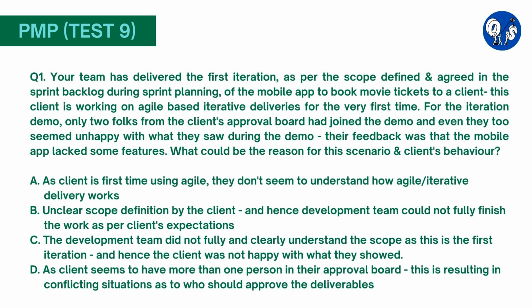However, since it's the first time that the client folks are using Agile, they don't seem to understand how Agile or iterative delivery works. This is because the team in the above scenario has done the work exactly as per the defined scope. So the expectation of clients to have more features in the app is not justified. The Agile Practice Guide mentions that there could be challenges in the receiving organization during the early days of Agile adoption, which is the cause with the client in the above scenario. As a project manager, you should be aware of these challenges.